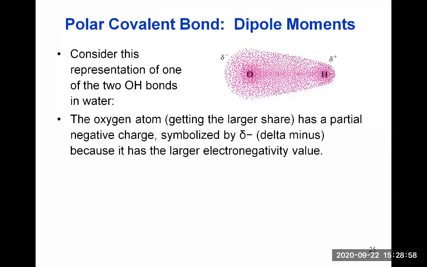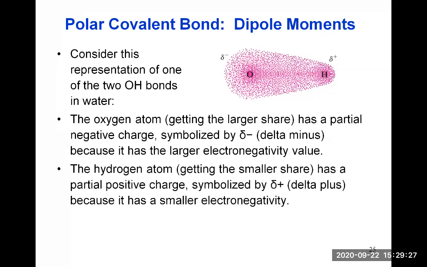So the oxygen atom is getting the larger share of the electrons, and it will have a partial negative charge that we symbolize by delta minus, because it has the larger electronegativity value. That's what determines which one gets the delta minus. The more electronegative the element, the more partial negative charge it gets.